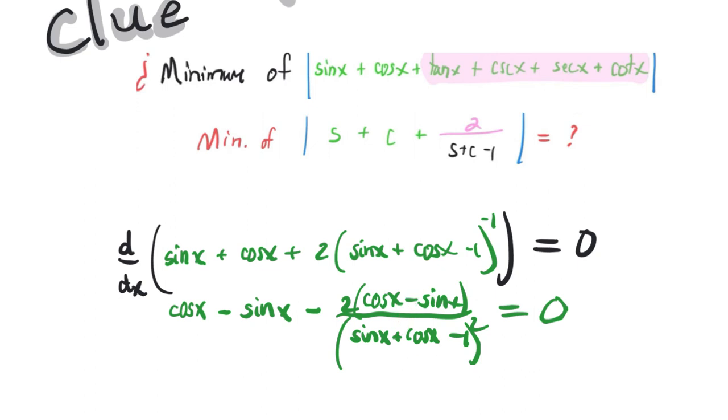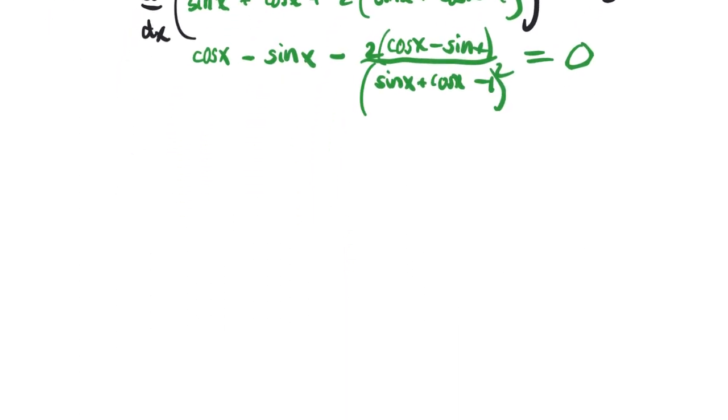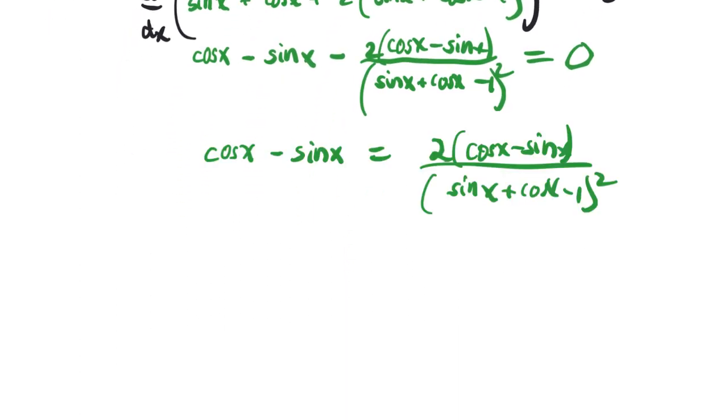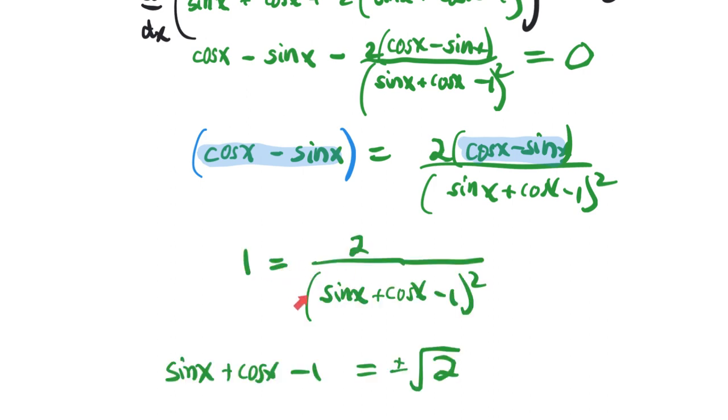All right, let's set that equal to 0. See if we can solve that. Looks kind of complicated until we recognize, wait, we have two common factors, cosine of x minus sine of x, cosine of x minus sine of x. So we can divide both sides by that difference. And then we can multiply both sides by the denominator. And then we can take the square root of this squared component, giving us the positive or negative square root of 2.